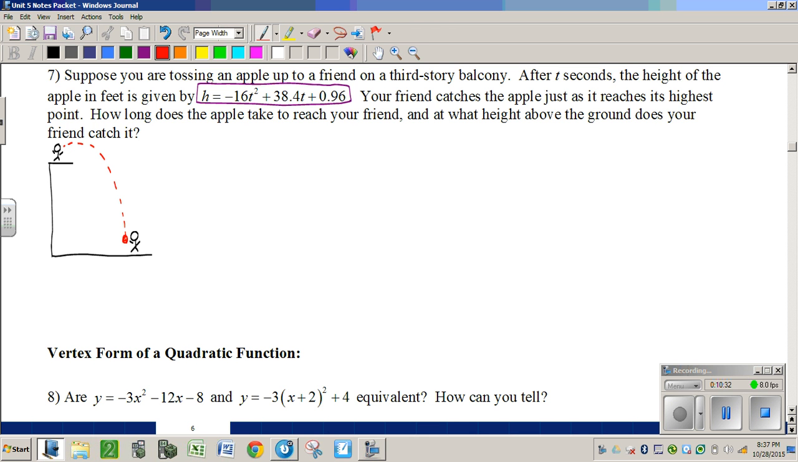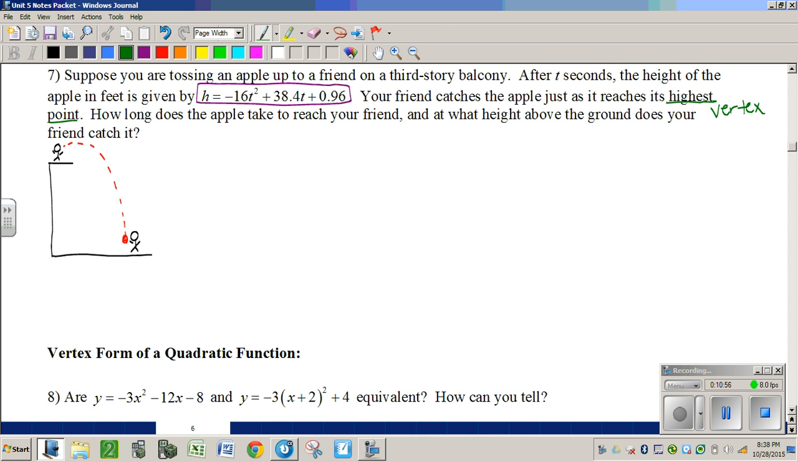So if it's going in the shape of a parabola, what do we call the highest, or the lowest sometimes, point of a parabola? You're right, the vertex. So really, they're just asking you something about the vertex. So it says, how long does it take the apple to reach your friend, and at what height above the ground does your friend catch it? So basically, they're asking you for all aspects of the vertex.